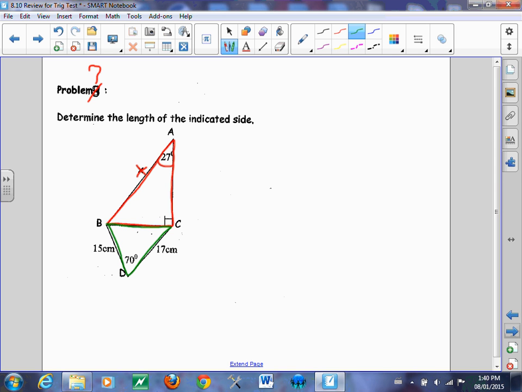What I want you to notice, folks, is that there is a common side length here. So here's our strategy. If we can find length BC, or we'll call it D in this case, we will then have enough information to go into our right triangle and find x. So what we're going to do here is use common side BC, and I'll let that be equal to side D for now.